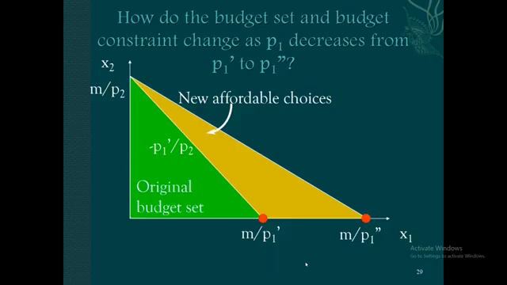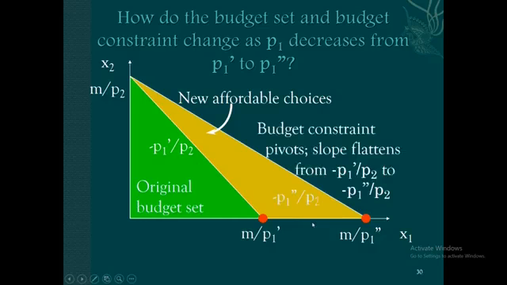See why? Because the maximum point of X2 affordable at the given income is the same as the original one. So that is the point: only one commodity price is influenced, completely changed. Now you have a choice between these two things, and you can definitely do better in this case also, but not absolutely. Okay. So the budget constraint pivots and the slope flattens from P1 dash P2 to P1 double dash P2.